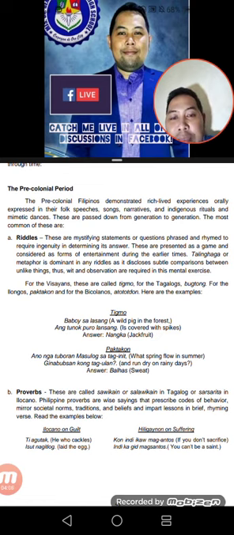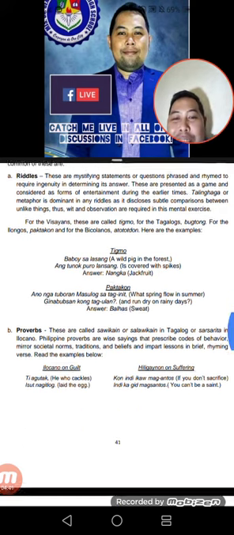Piktakon, meaning you have to identify. Ano nga, ano nga tuburan masulog sa tag-init, ginabubsan kung tag-ulan. Answer: balhas. Sweat. Balhas in Bisaya, sweat. Anyway, proverbs.